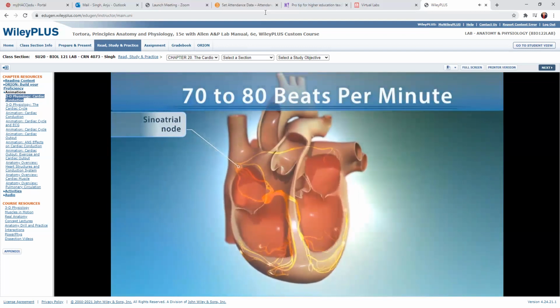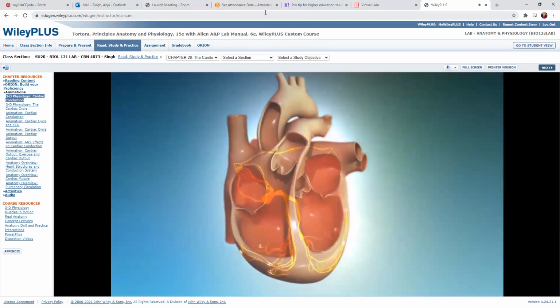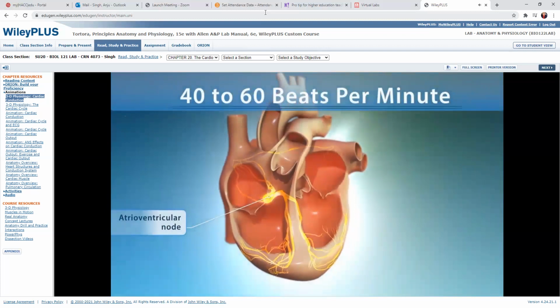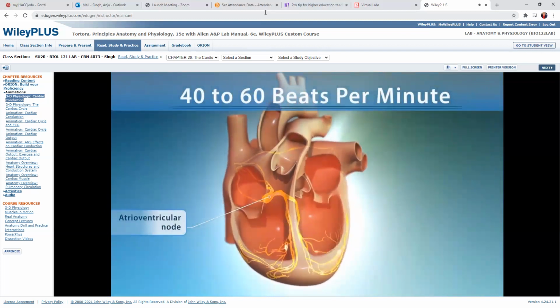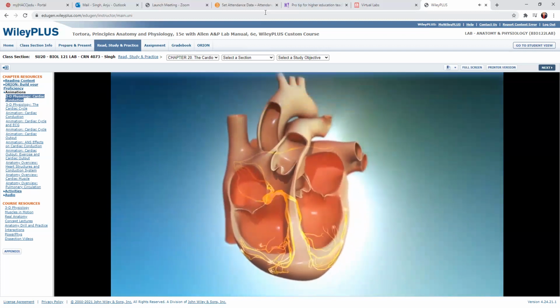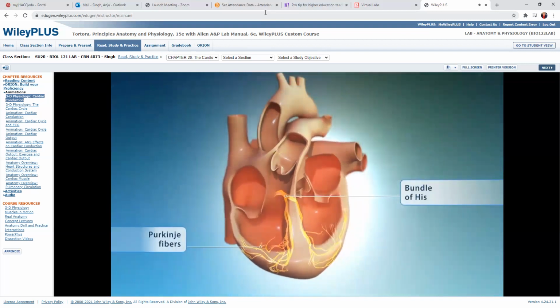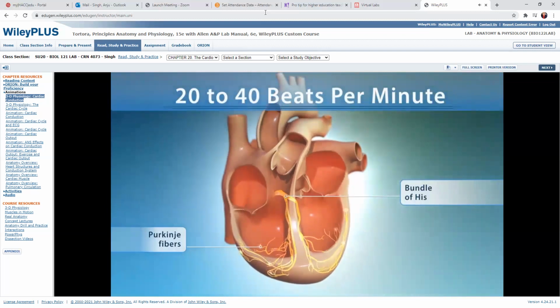If the SA node becomes non-functional or its transmission to the ventricles is interrupted, the AV node can become the ventricular pacemaker at 40 to 60 beats per minute. If the AV node is unable to pace the heart, the bundle of His and Purkinje fibers can pace the ventricular myocardium at 20 to 40 beats per minute.